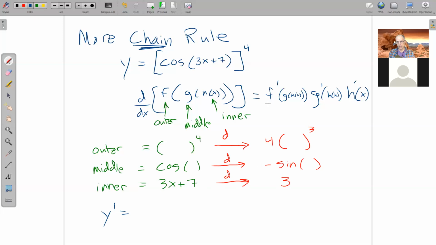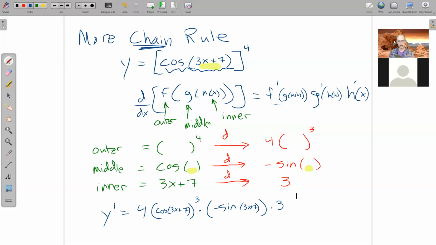is going to be, start with the outer function. So that would be 4 times whatever cubed. All right, and the whatever is whatever was inside that 4th power originally, so that would be the cosine of 3x plus 7. And then I multiply that by the next derivative, which is the derivative of the middle function. So I'm going to put a parentheses because of the negative there, negative sine of whatever. What is the whatever inside the cosine? And the sine, well, that's whatever was inside it up there. So then I drop in my 3x plus 7. And then finally, I get to multiply by the derivative of the inner, which is just 3.